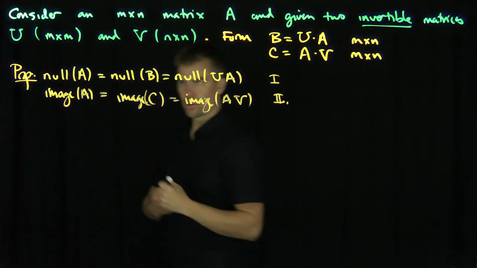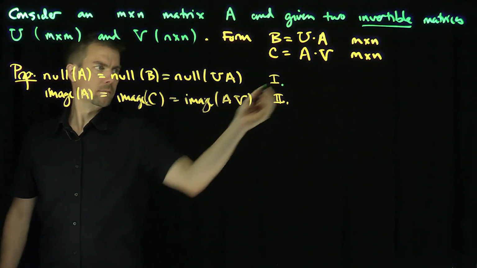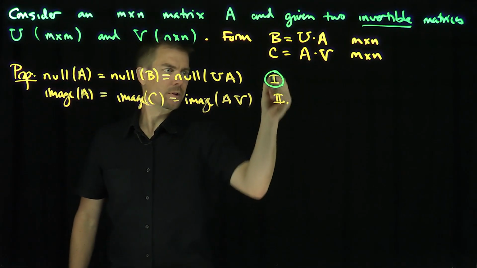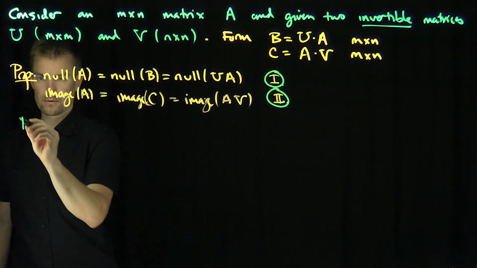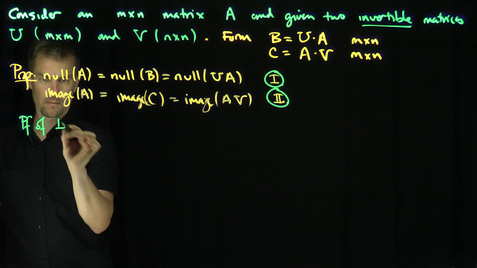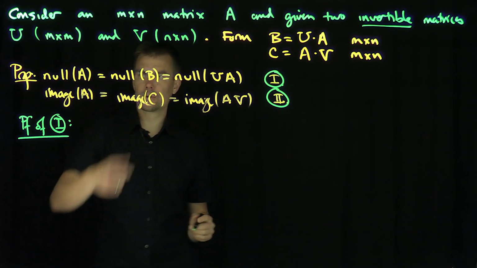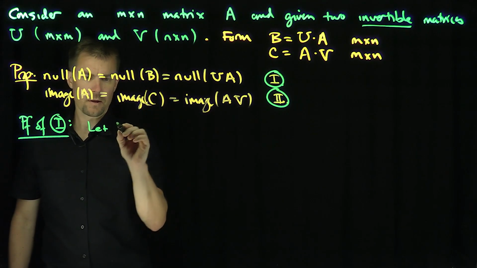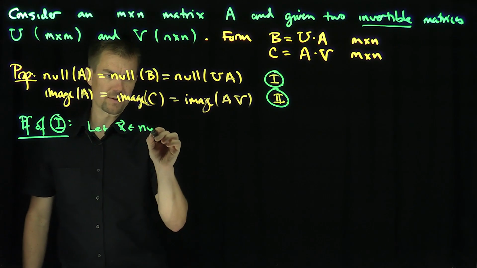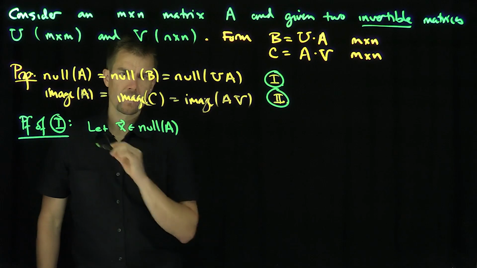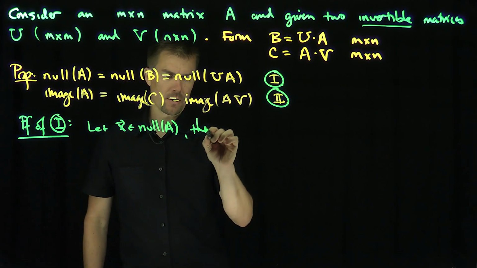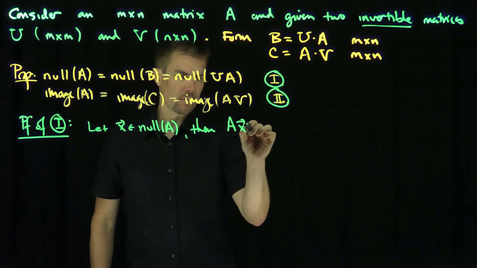So let's do it. So here's the proof. Proof of 1. All right, so this is an inclusion, right? So let's let X be in the null space of A. Then AX is equal to 0 by assumption.